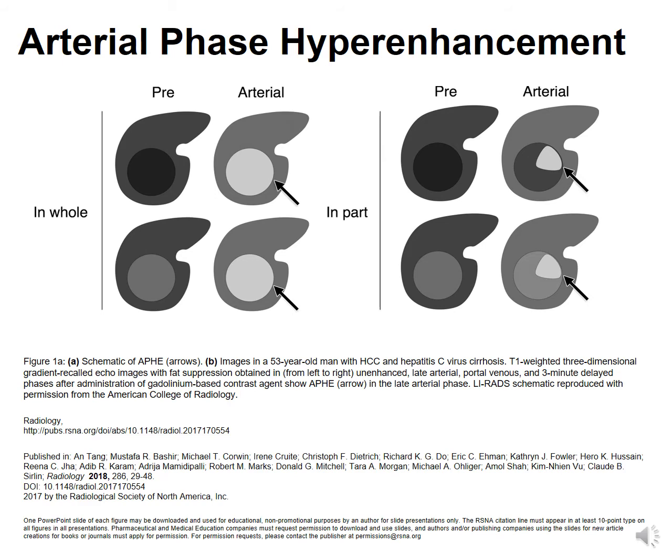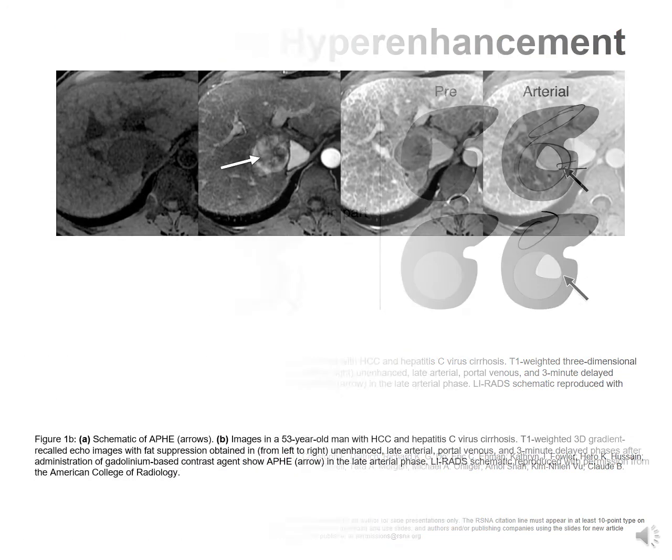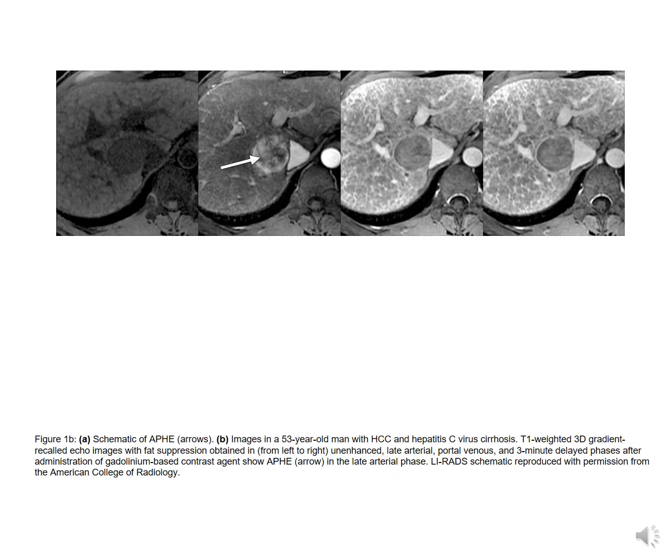Now, this could be seen in the lesion as a whole, hyperenhancement compared to the background liver parenchyma, or just part of the lesion hyperenhancing compared to the rest of the lesion and the background liver parenchyma. Here's an example of a 53-year-old man with HCC. So you can see a hypointense lesion in the liver, which shows hyperenhancement on the arterial phase and shows washout on the portal venous and delayed phases.